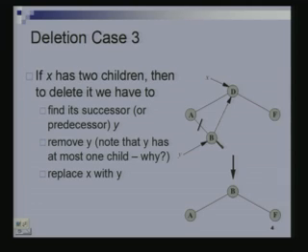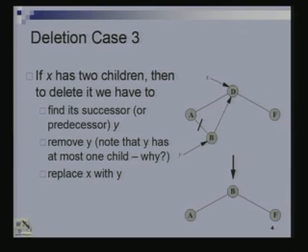Right. Now, how many children does b have? At most 1. It can have 1. B can have a left child. Nothing prevents B from having a left child, right?